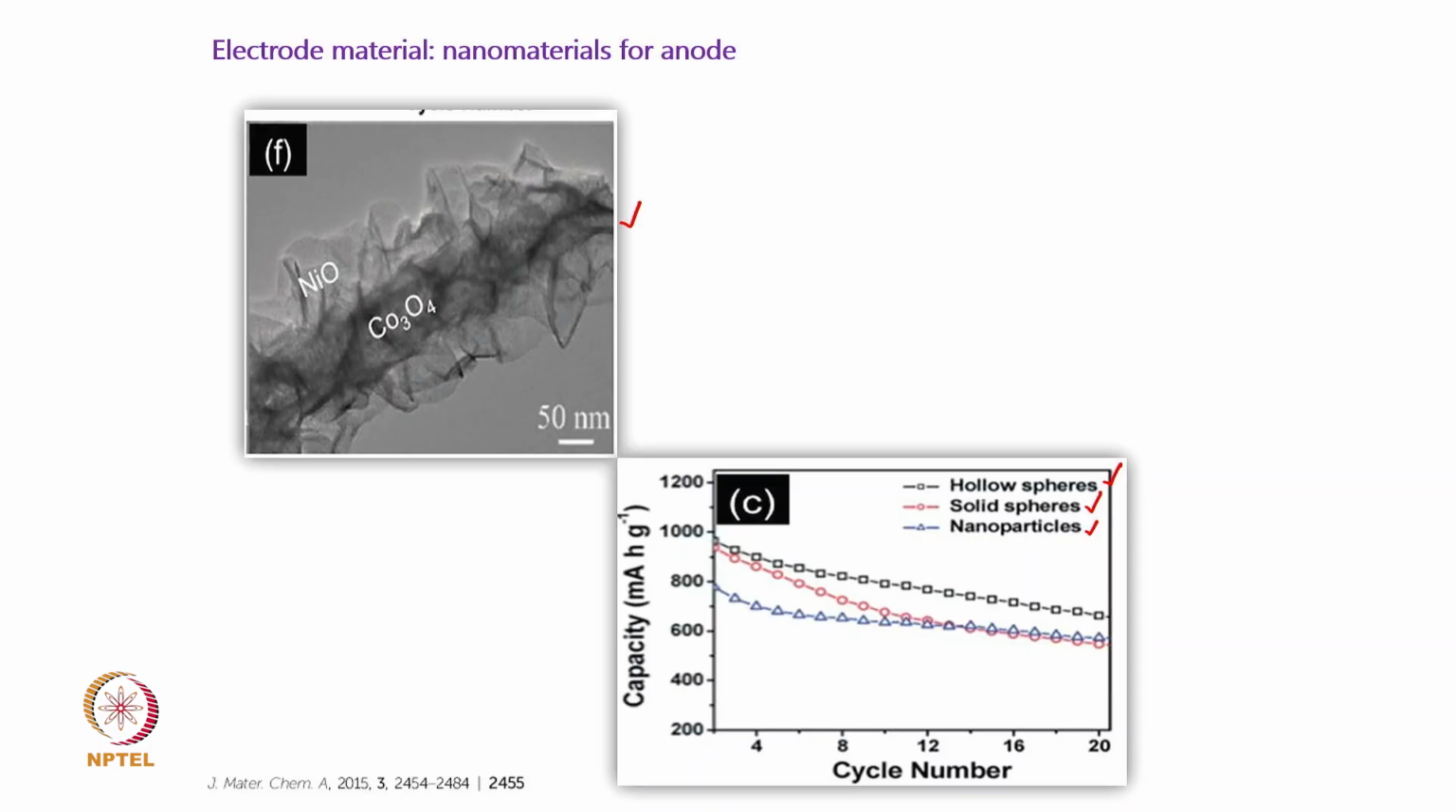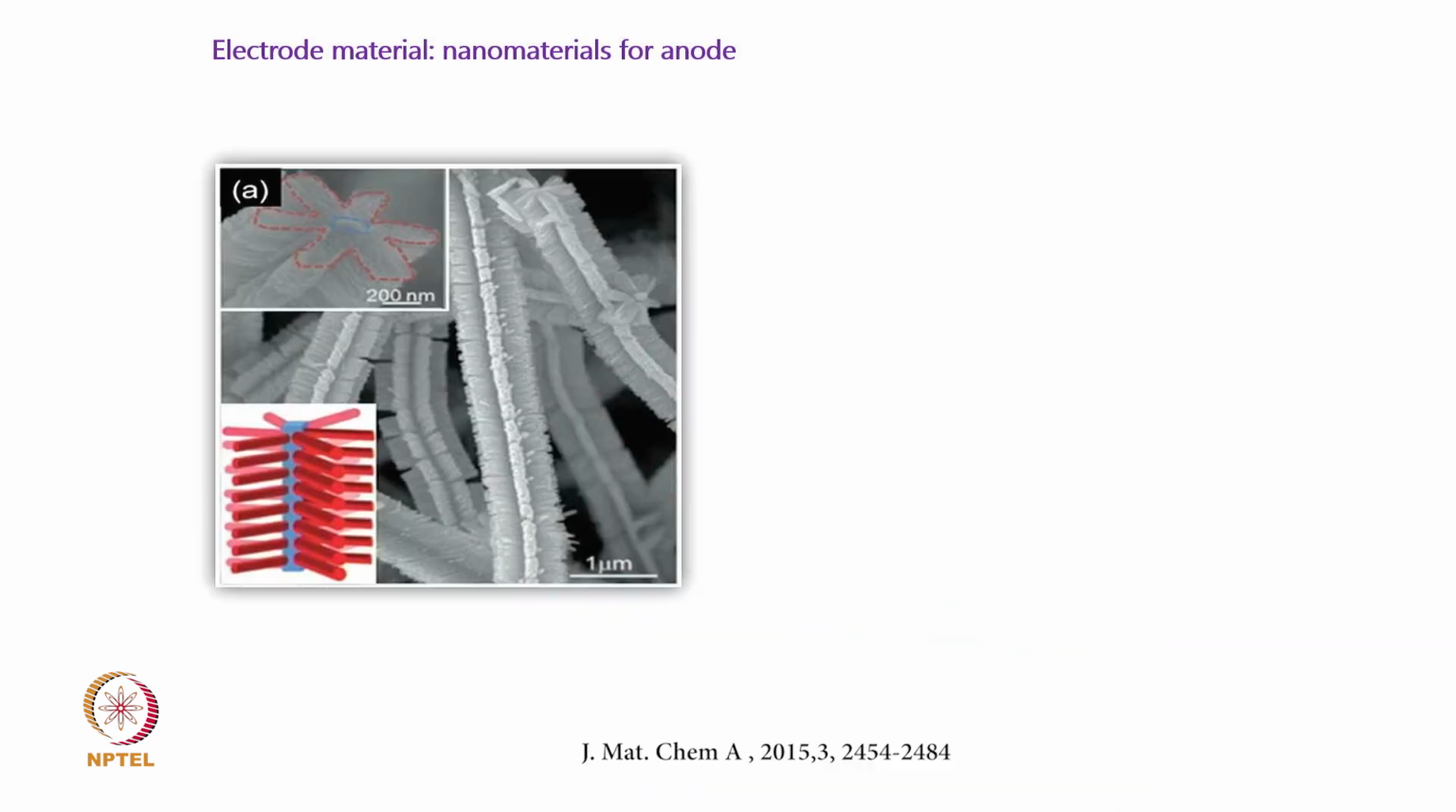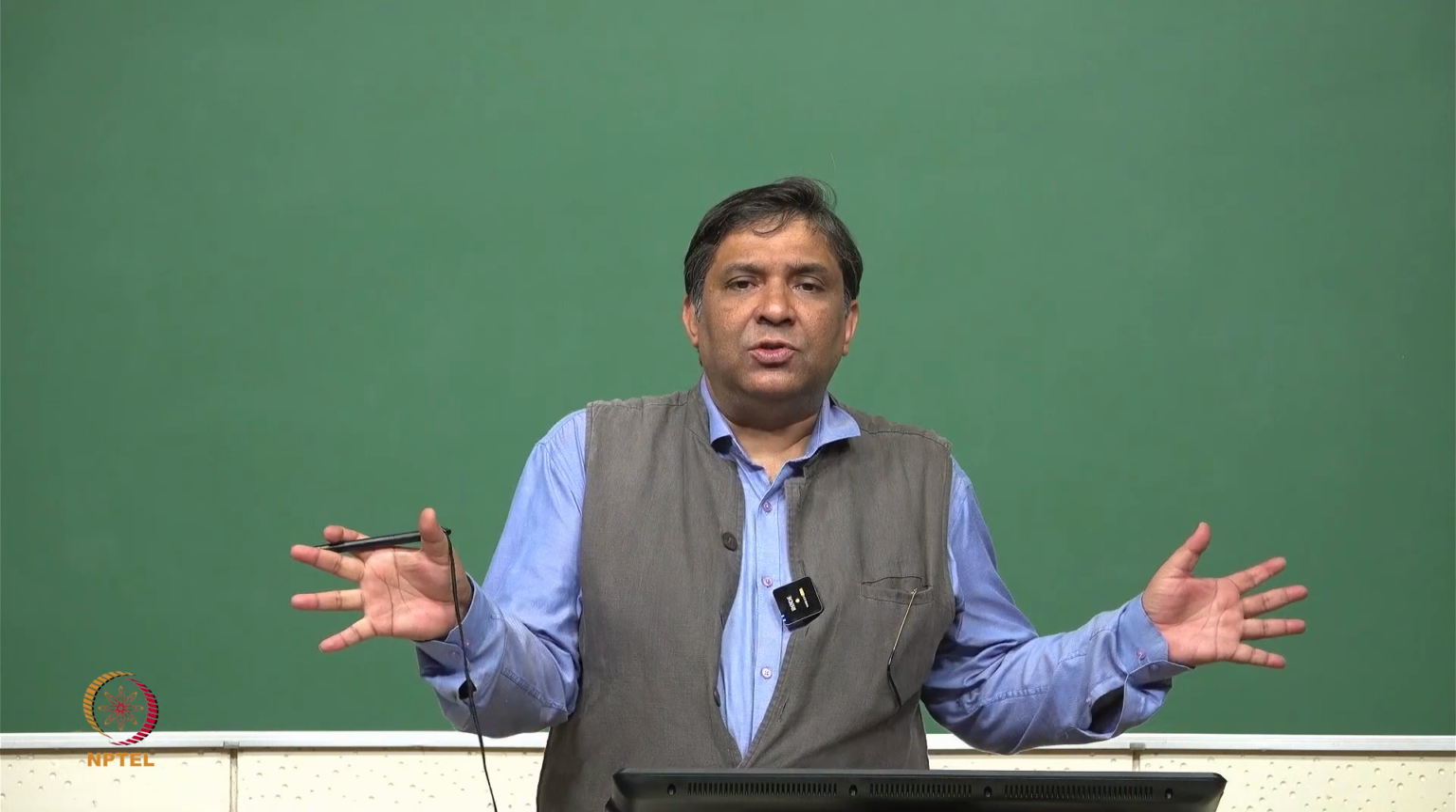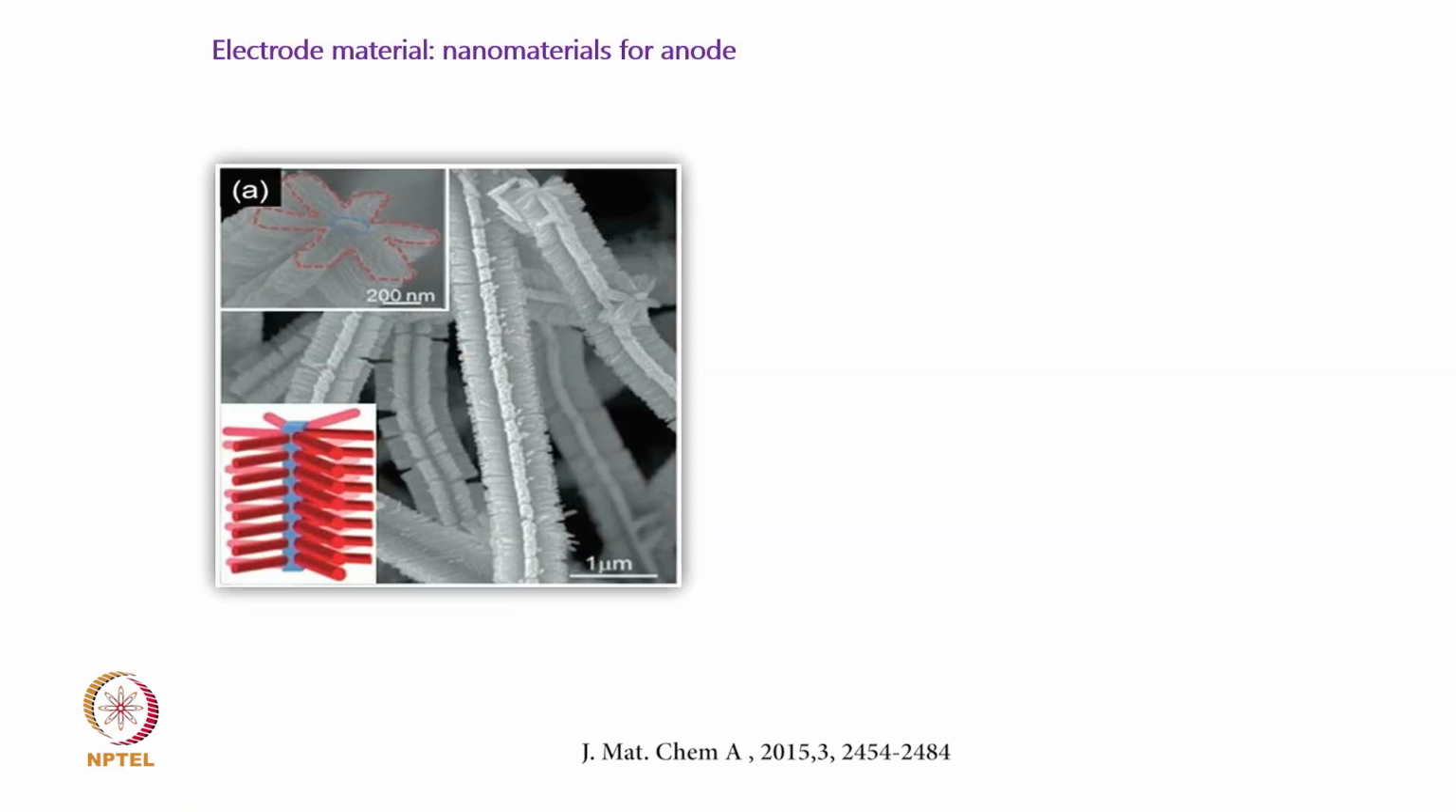Apart from that, people also do a little more nanoscale designing of the cathode material. One beautiful nanoscale design is the branched nanostructure. You can see this is a typical branched nanostructure.